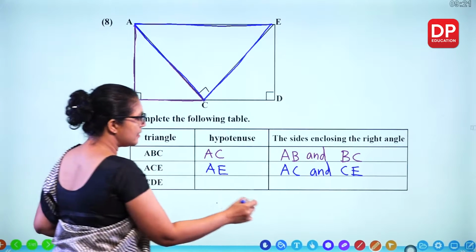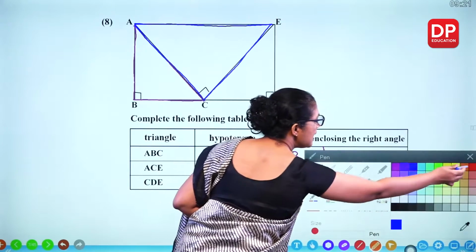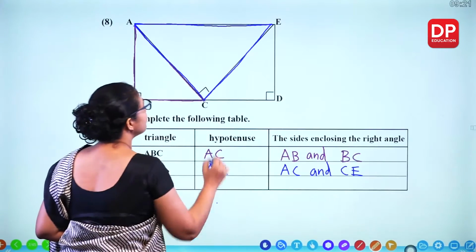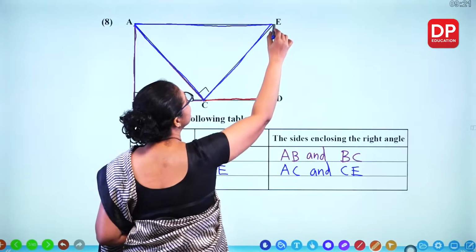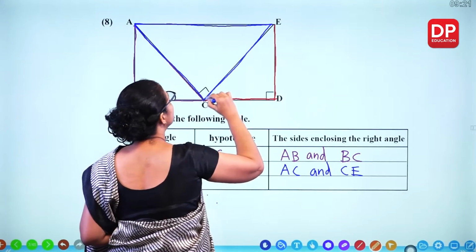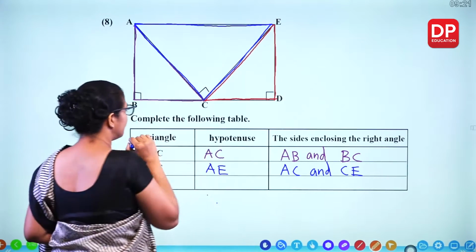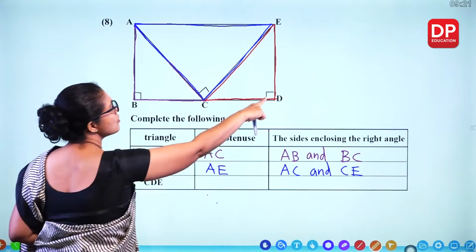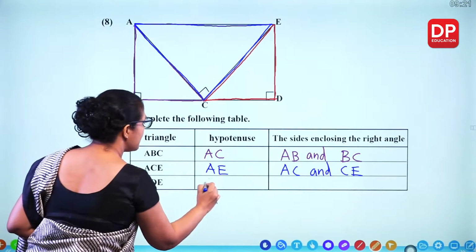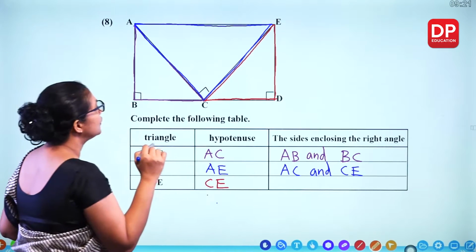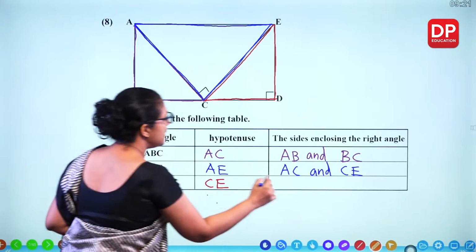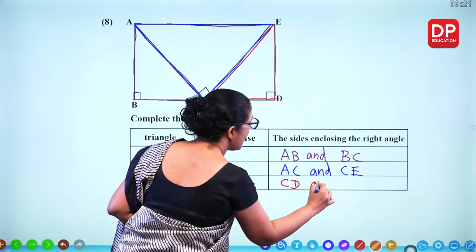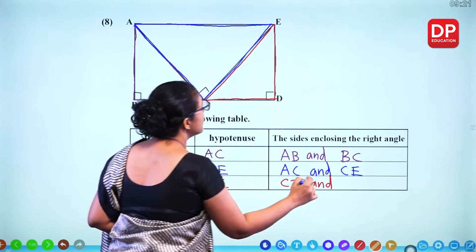CDE triangle is this one. So CDE triangle, what's the hypotenuse? Opposite to 90 degrees, CE. So what are the two sides? CD and DE.